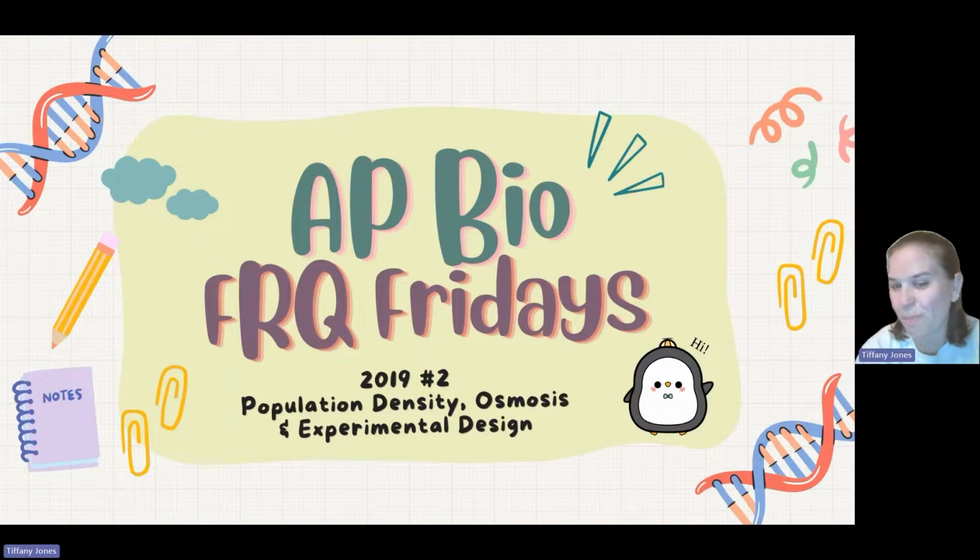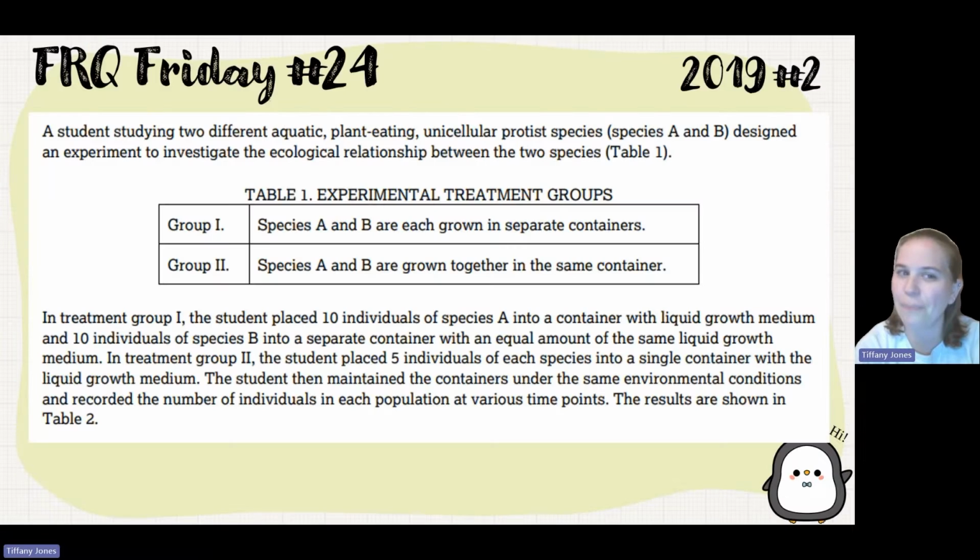Study 2019, number 2: population density, osmosis, and experimental design. The student studying two different aquatic plant-eating unicellular protist species, species A and B, designed an experiment to investigate the ecological relationship between the two species. In treatment group 1, the student placed 10 individuals of species A into a container with liquid growth media and 10 individuals of species B into a separate container with an equal amount of the same liquid growth media.